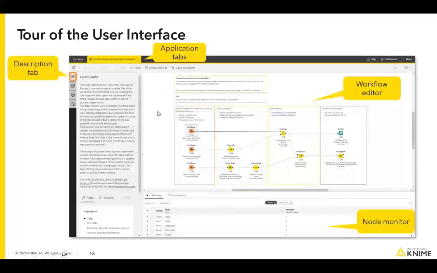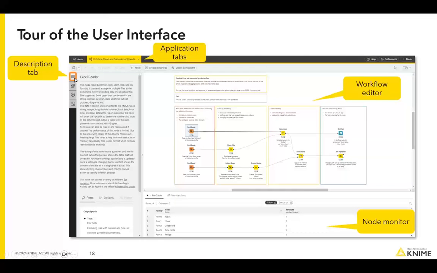Okay, so once you open a workflow that already exists, or if you create a new workflow, it will appear here as a separate tab. If you open more of them, they will appear there on the upper part of KNIME Analytics Platform as separate tabs. And here is your workflow. This part of KNIME Analytics Platform is called Workflow Editor, and this is basically where you will create your workflows. We'll talk about Node Monitor a bit later.